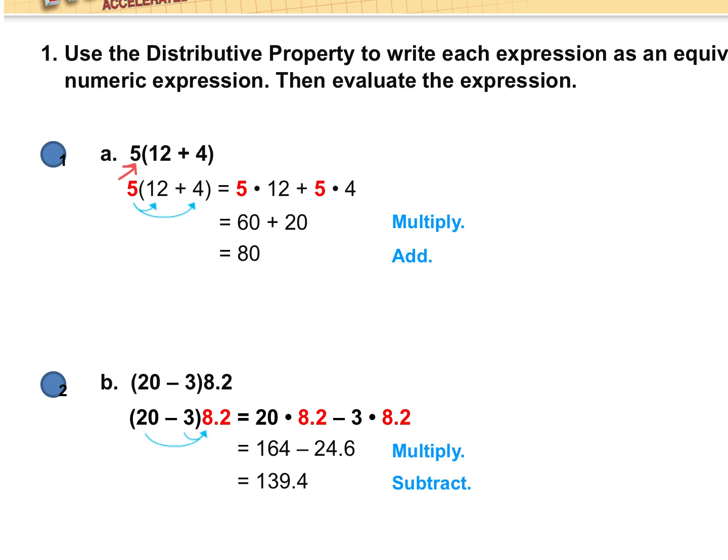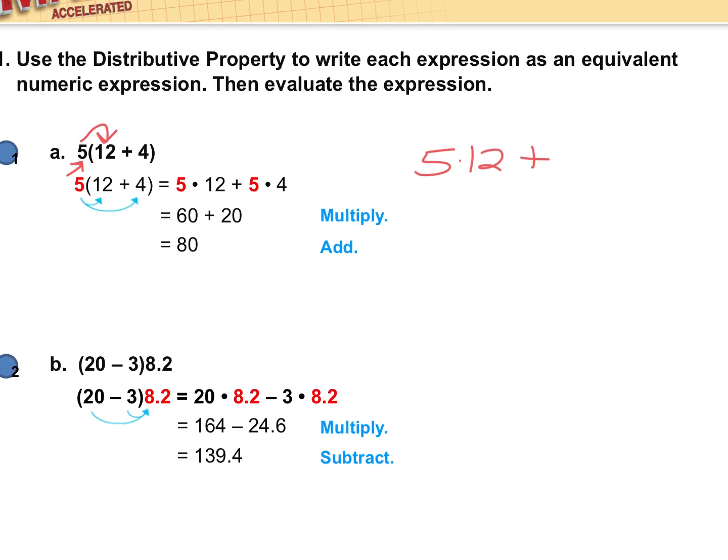So what's the first thing I multiply together? 5 times 12. And then the next thing we get is 5 times 4. So 5 times 12 is 60, plus 5 times 4, which is 20. Can I combine those? Equals 80. Yes, I would get 80.